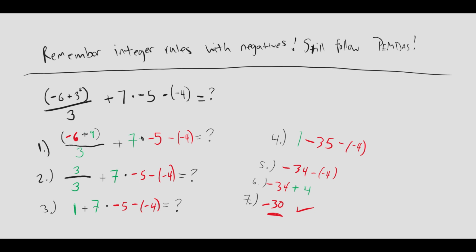Then I have negative 34 minus negative 4, which becomes plus positive 4. I add a little extra step just to remind you it becomes plus plus. Negative 34 plus 4 is negative 30, since negative 34 is 30 bigger than 4, and it's negative.